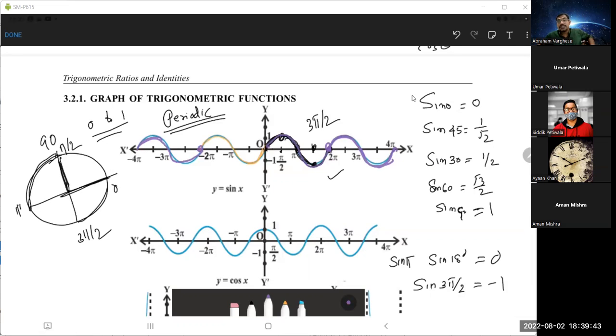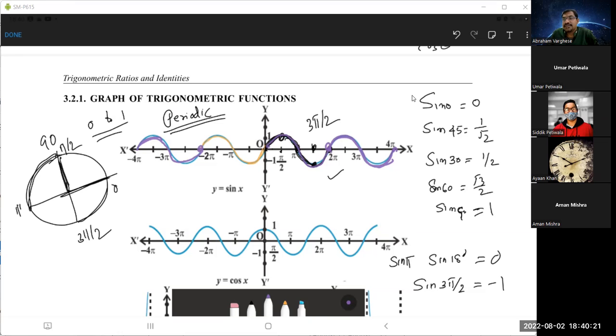So, some observations. One is the maximum value of sine theta will always be 1. It cannot be more than 1, and it cannot be less than minus 1. Since it is a periodic function, you can give any value for this theta. I can give sine 720 degree or sine 1000 degree or sine minus 1000 degree or sine 1500 degree. Whatever be the angle you are giving, the maximum value of sin x will be equal to 1 and the minimum value of sin x will be equal to minus 1.